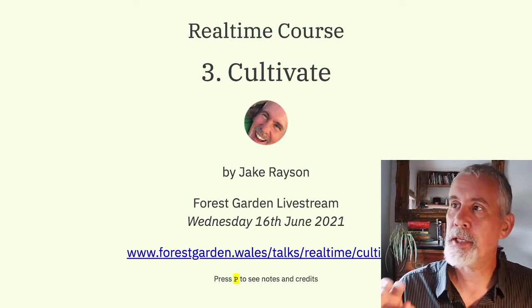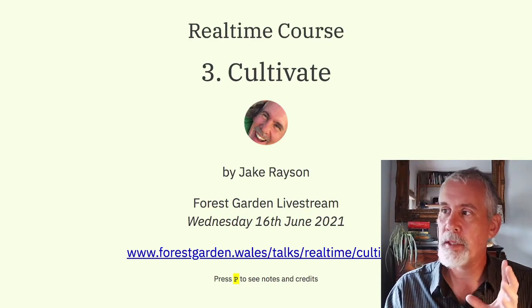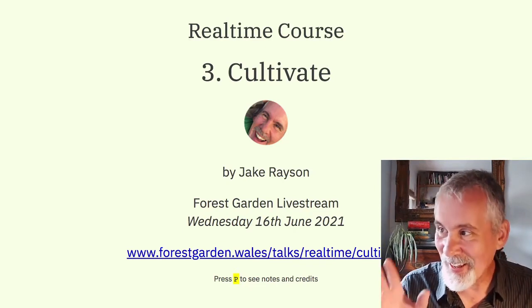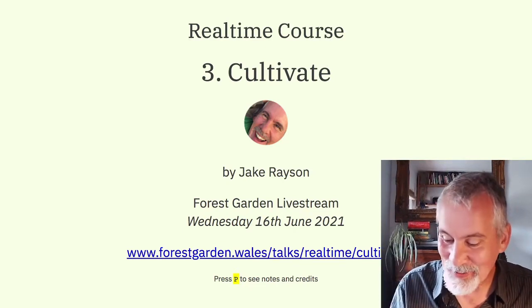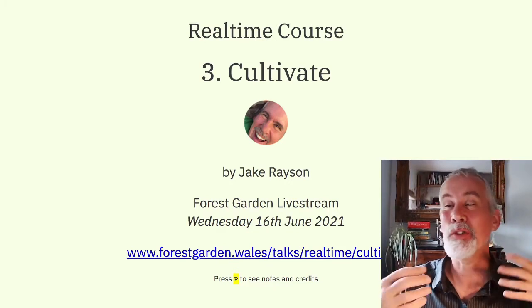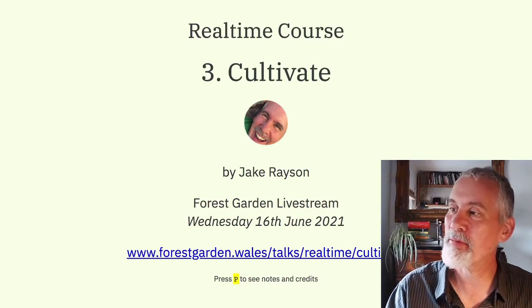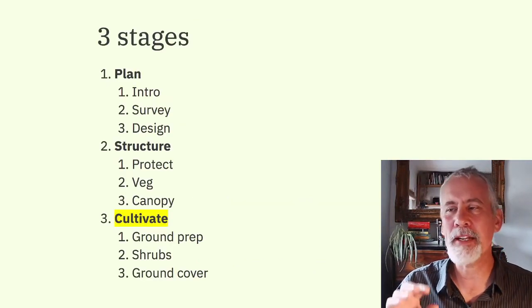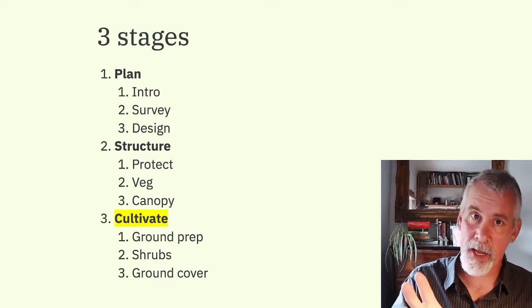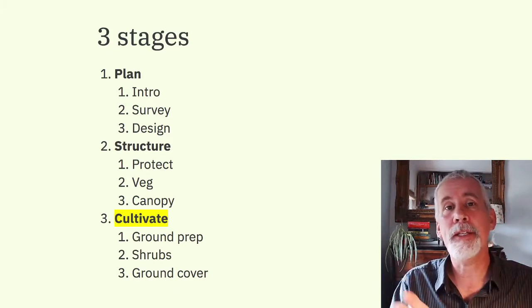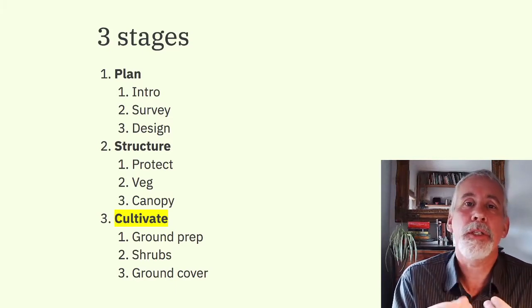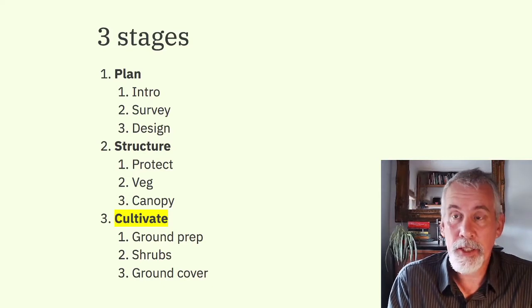And this particular part is about cultivation. I'll try to break it down a bit into three separate parts, three different stages for creating a forest garden. So the first stage is the planning, the observation, and the design stage.